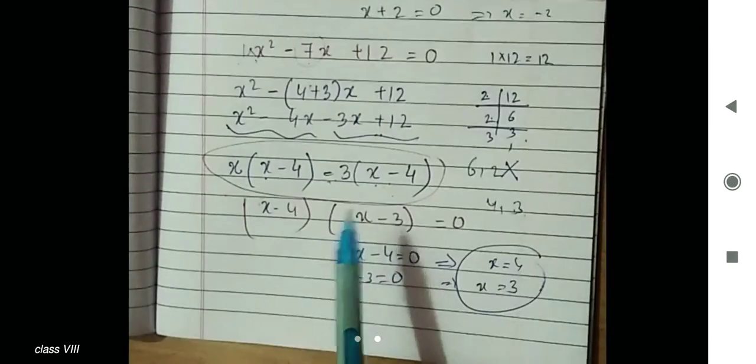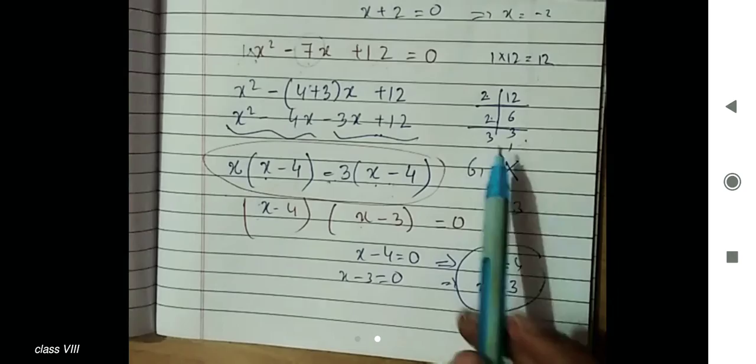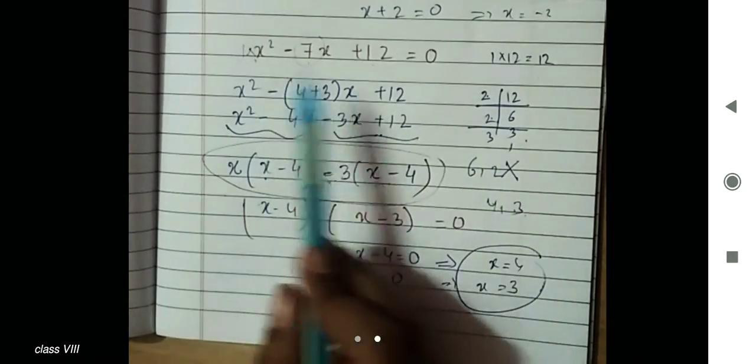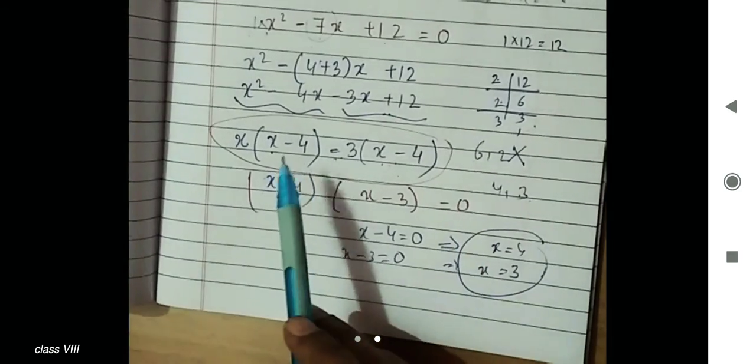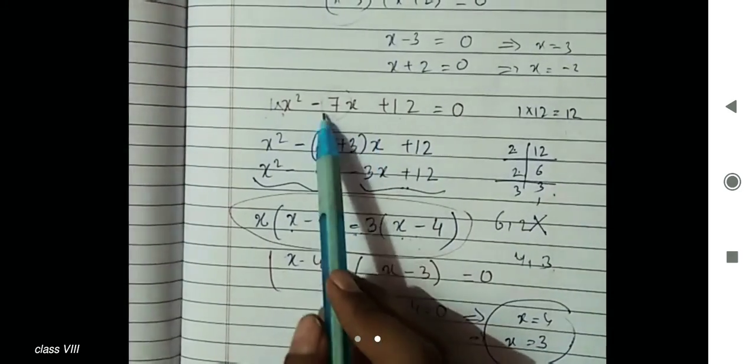You cannot apply the trial and error method here, because first you will put 1, then 2, then 3, then 4, then you will get the answer. So it's taking too much time, so it's better that you apply your factorization method. Please remember this.